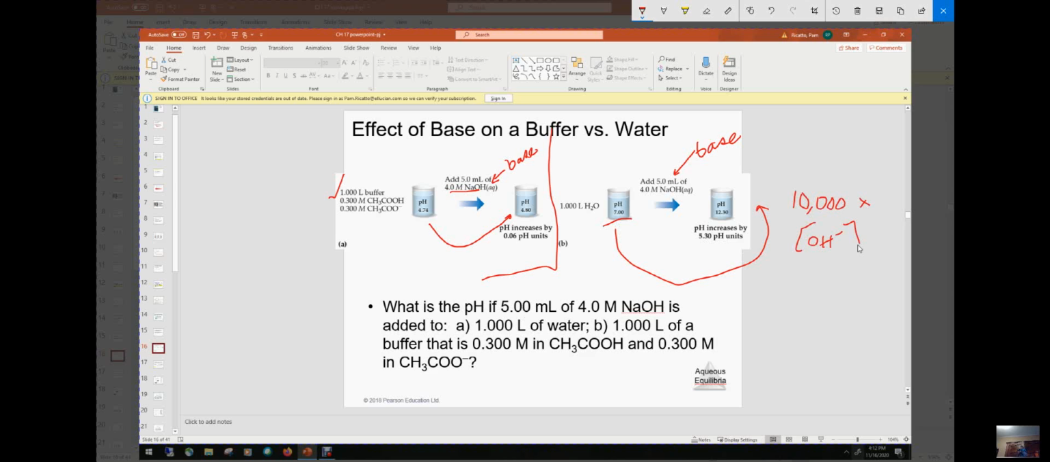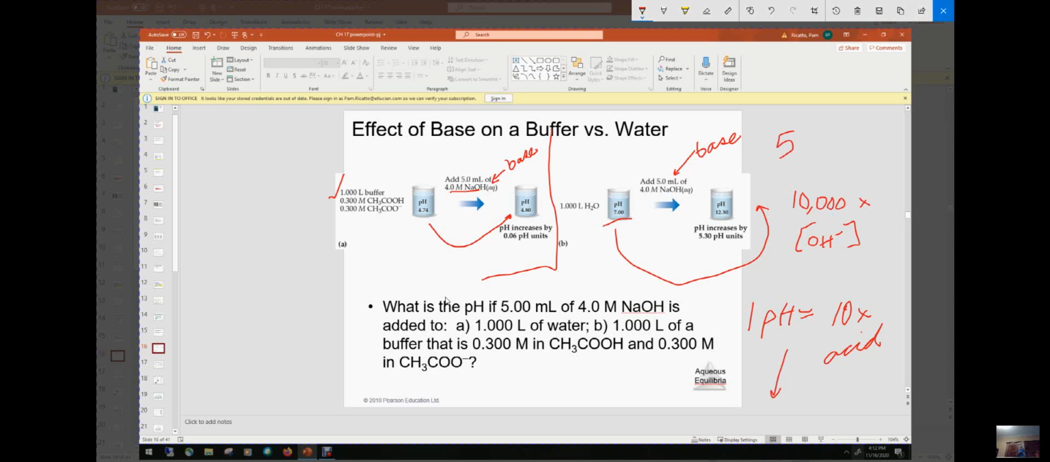Because pH is a logarithmic factor, right? 1 pH unit means 10 times more acid, if the pH is going down. If the pH is going up, it's 10 times more base. So this is 100,000 times base because it's 5 pH units. Every pH unit that you go up is 10 times more basic than the one before it.